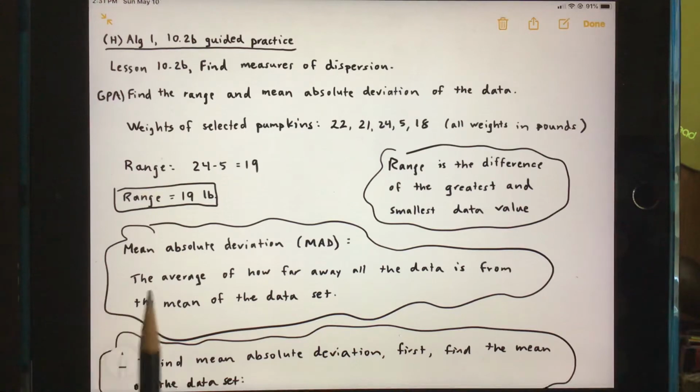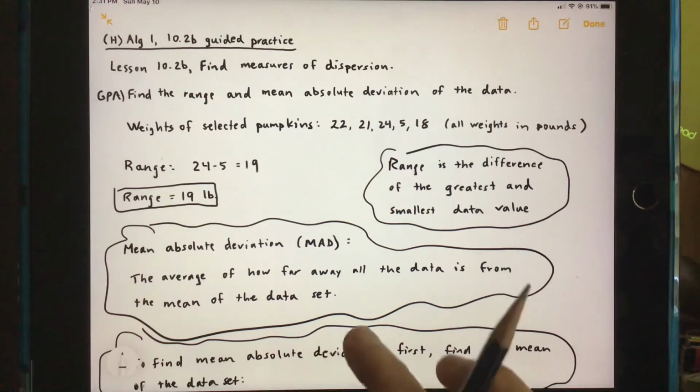And that's mean absolute deviation, which is abbreviated MAD, M-A-D. So the mean comes from the word average, and absolute deviation, deviation means kind of like difference, how far away something is from the typical or the norm. So the mean absolute deviation is the average of how far away all the data is from the mean, or the average, of the data set. So let's see how this works.